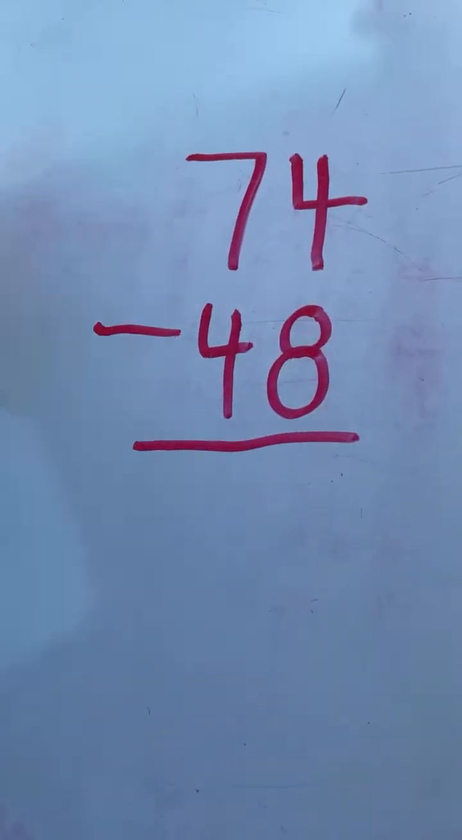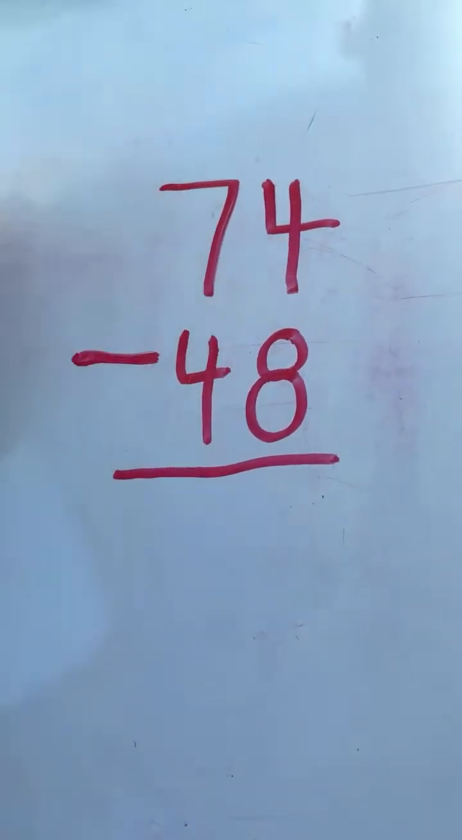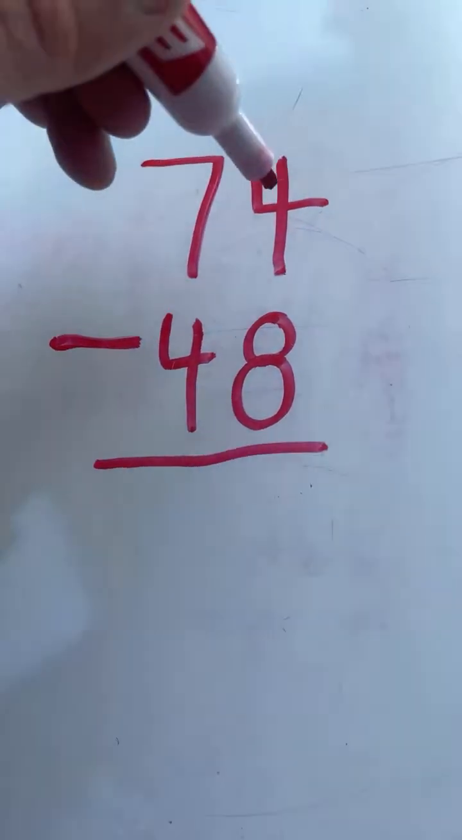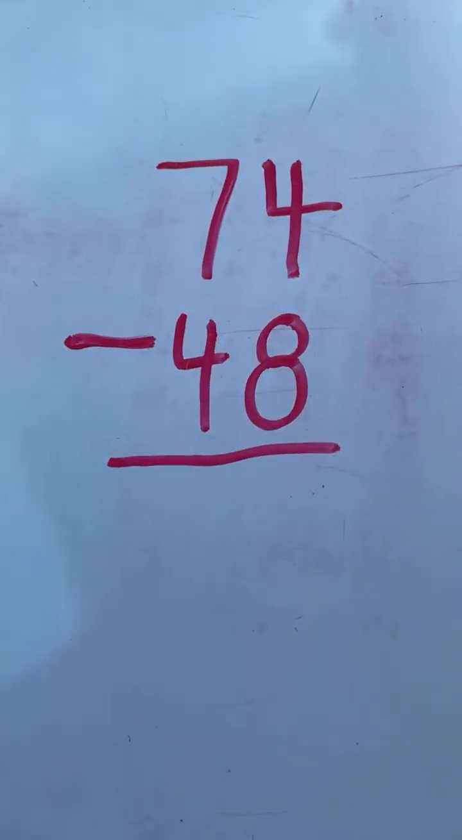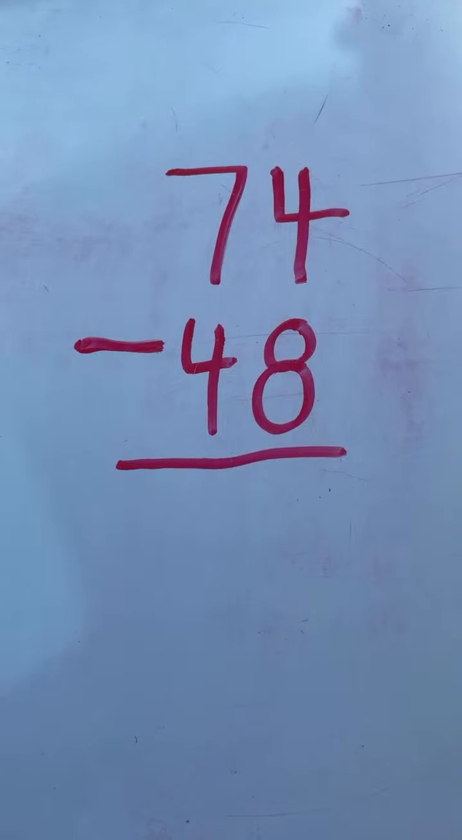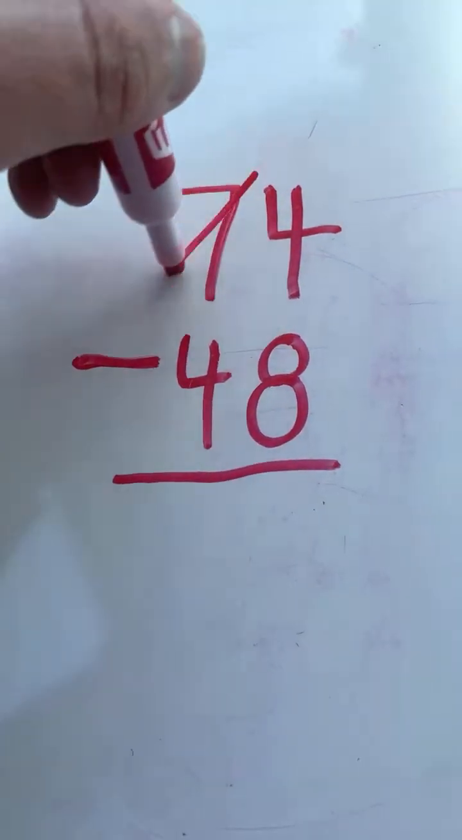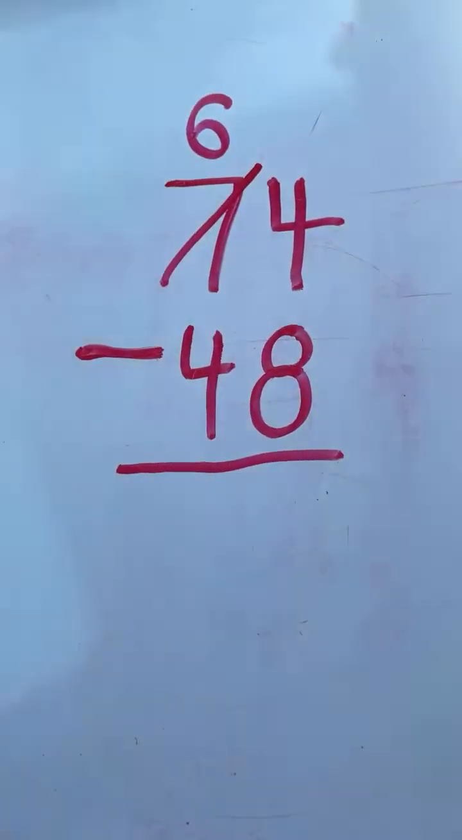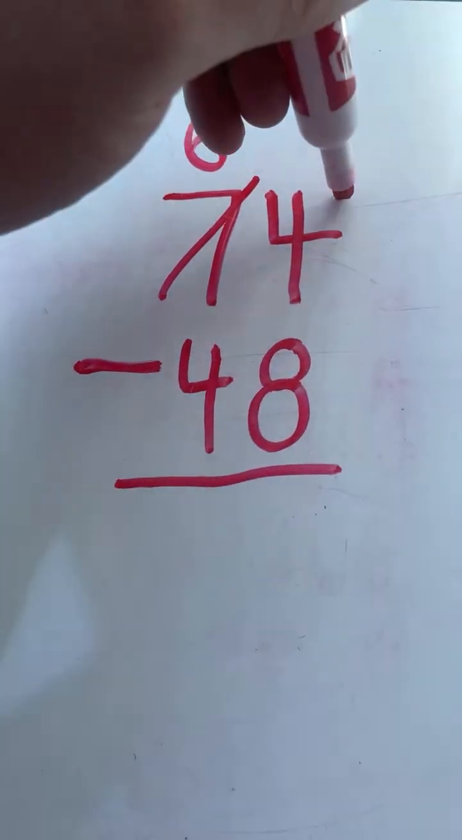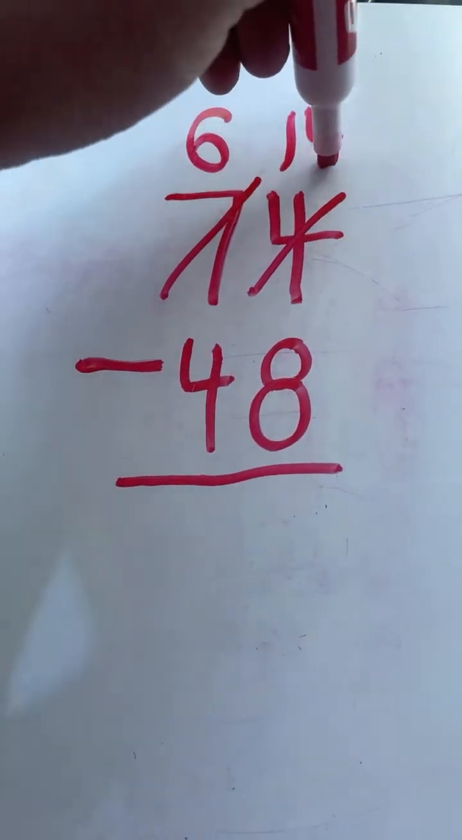So step 1, we check if regrouping is needed. And it is, because you cannot start out with 4 and take away 8. So we regroup by taking a 10 from the tens place. The 7 is going to become a 6. The 4 is going to become a 14.